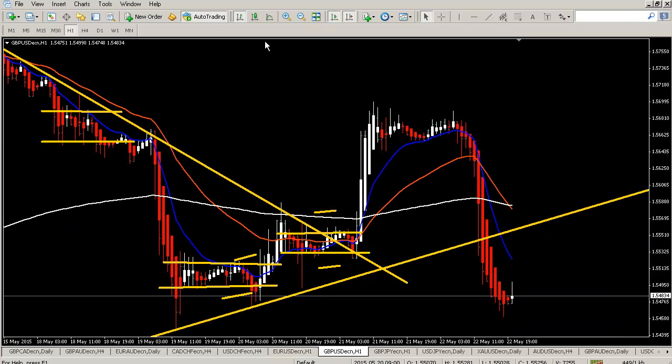GBP US dollar, we have the same thing here, same trick. We are now in a nice range trading setup.